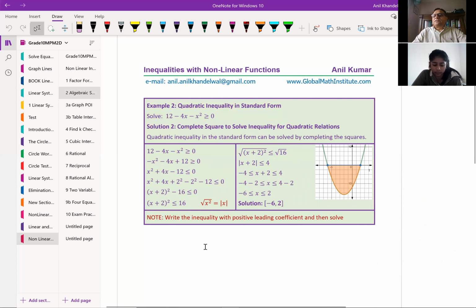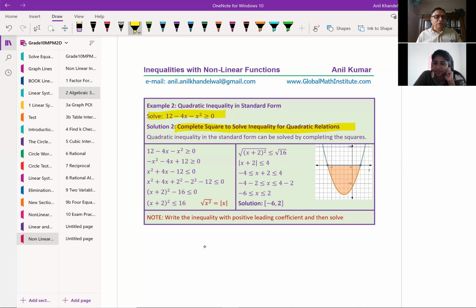Let's move on to the next type of quadratic function, and this time we have a standard equation. We need to solve the inequality 12 minus 4x minus x squared greater than or equal to 0. To solve an inequality involving a quadratic function in standard form, the best way is to complete the square and write it in vertex form. Do you agree with me? You should. Otherwise, you cannot solve it because we need to isolate x.